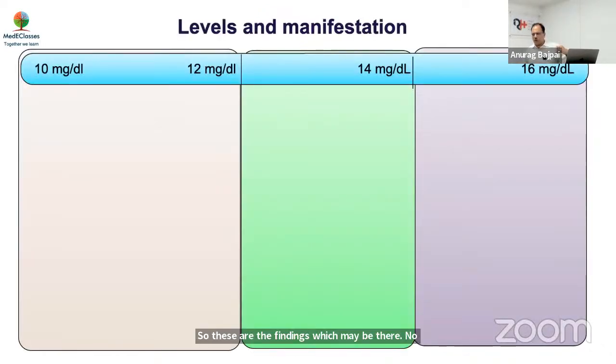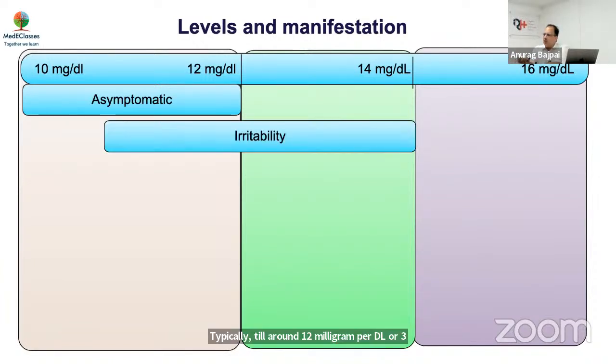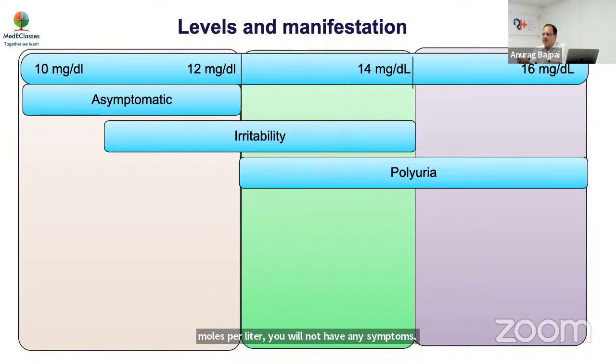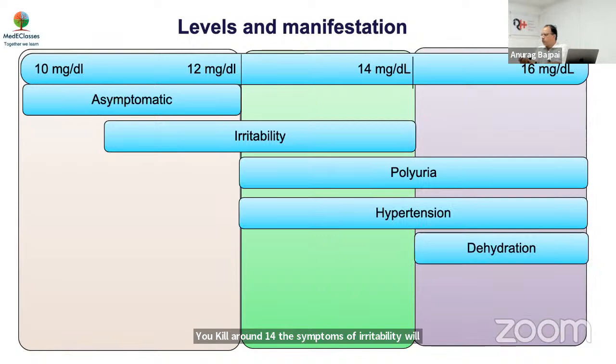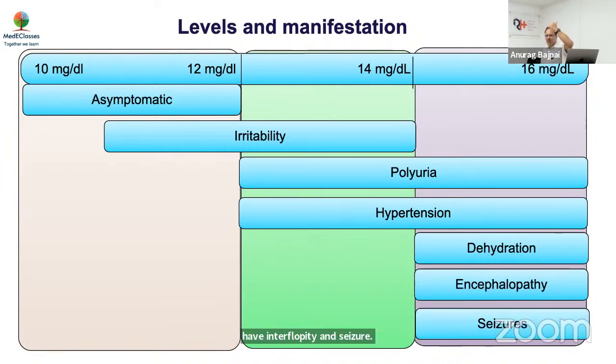Now, manifestations will depend upon the specific levels of calcium. Typically, till around 12 milligram per dL or 3 millimoles per liter, you will not have any symptoms. Till around 14, the symptoms of irritability will come up. Polyuria starts after 12, and that's a significant one along with hypertension. Typically, if you talk about acute presentation of hypercalcemia, you are dealing with severe dehydration. That's typically around 15, 16 levels of calcium, and then you have encephalopathy and seizures. So the level of calcium and the rate of rise of calcium make it more likely what sort of presentation we are dealing with.